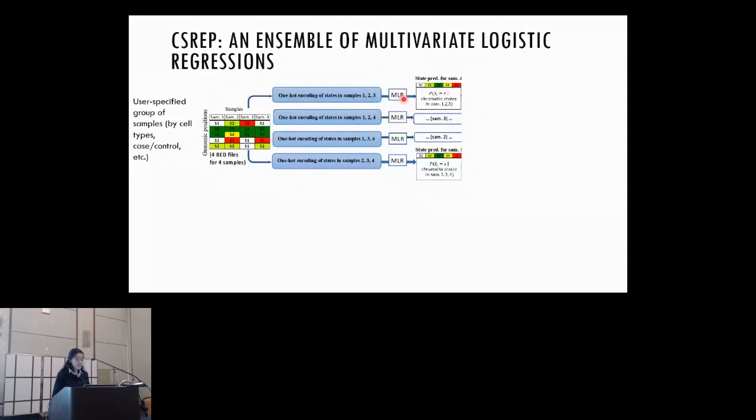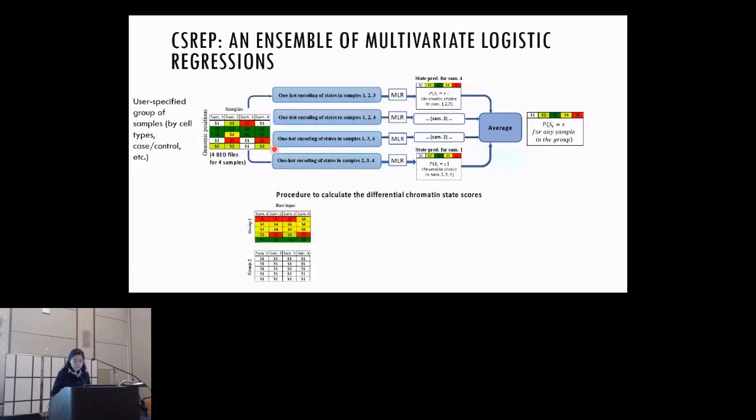The output of each classifier is a matrix that shows the probability of each state being assigned at each position in the target sample. So we can just average these outputs to get a final output of CS-REP, which shows the probability of state assignment at each position for any sample in the group, for example, a new sample associated with the same cell or tissue type as the input samples.